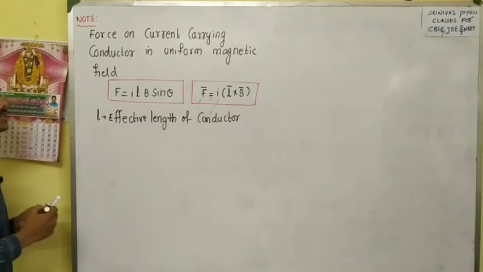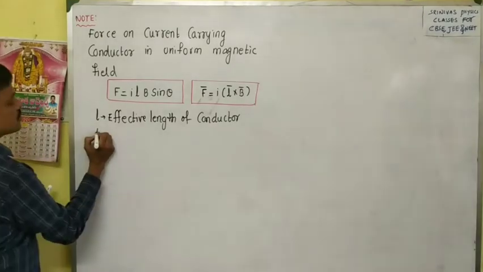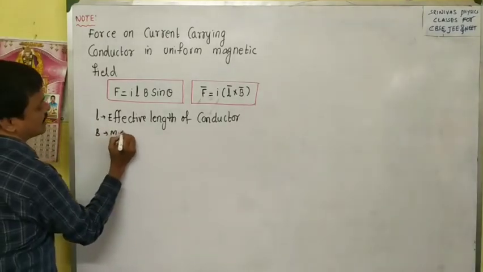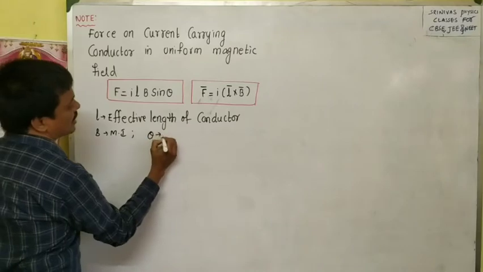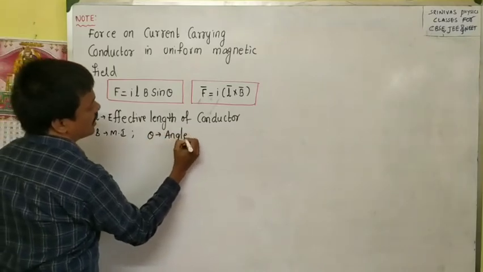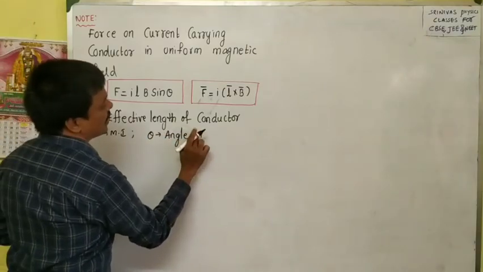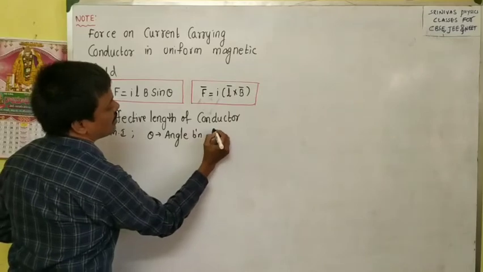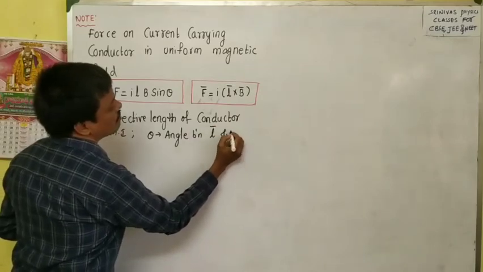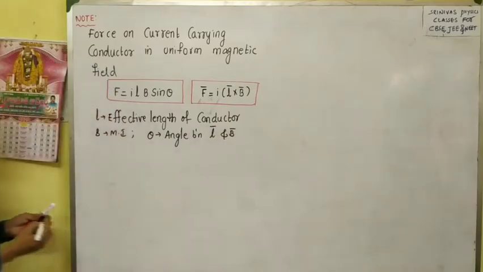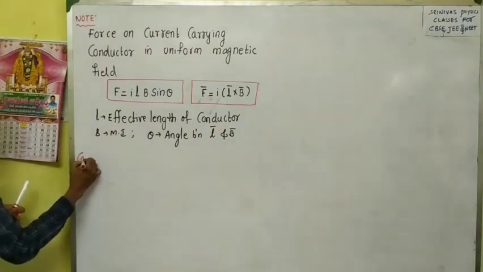And now let us see what is theta in this. What is B? B is the magnetic induction, and theta is the angle between L bar and B bar. Okay, right. Now let us discuss a few cases in this. Now first, case 1.